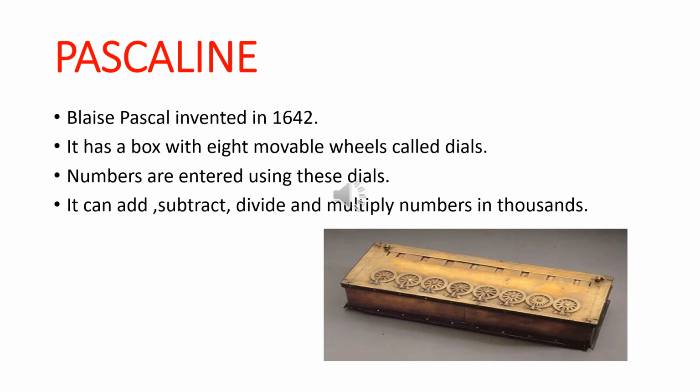The first electromechanical counting device is named Pascaline. Blaise Pascal invented the first mechanical calculator in 1642. It was named Pascaline. It had a box with 8 movable wheels called dials. The numbers for calculations were entered with dials. It could add, subtract, divide and multiply numbers as big as thousands.